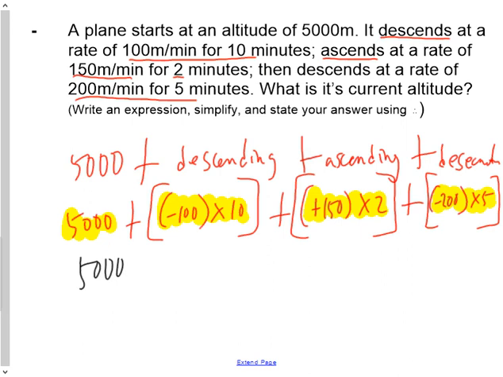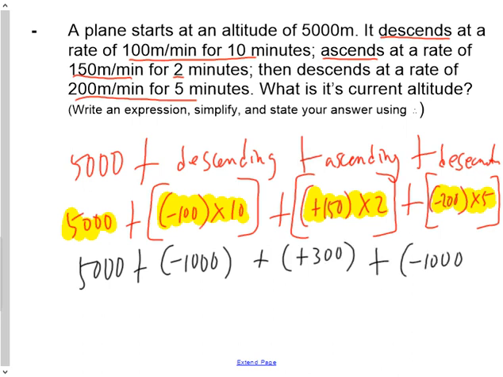5,000 stays the way it is. Plus is still there. Negative 100 times 10 is negative 1,000. So that first 10 minutes it went down 1,000 meters. The next 2 minutes it went up 300 meters. And the last 5 minutes it went down 1,000 meters. Now here's where it gets interesting. 5,000 plus negative 1,000 is 4,000.